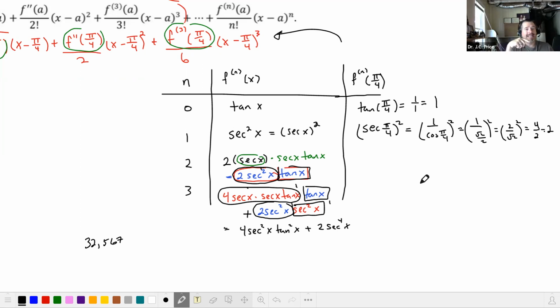Now that I know what tan of pi over 4 and secant of pi over 4 are, I can just use that on the rest of these. So notice on this one down here, I'm going to plug pi over 4 into here, and I'll write out what I'm doing. So secant of pi over 4, and I'm going to square it. And then times tan of pi over 4.